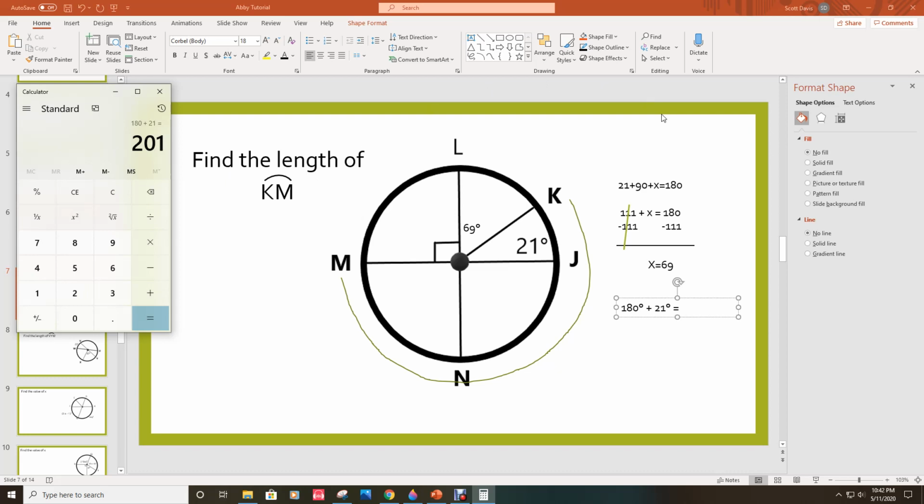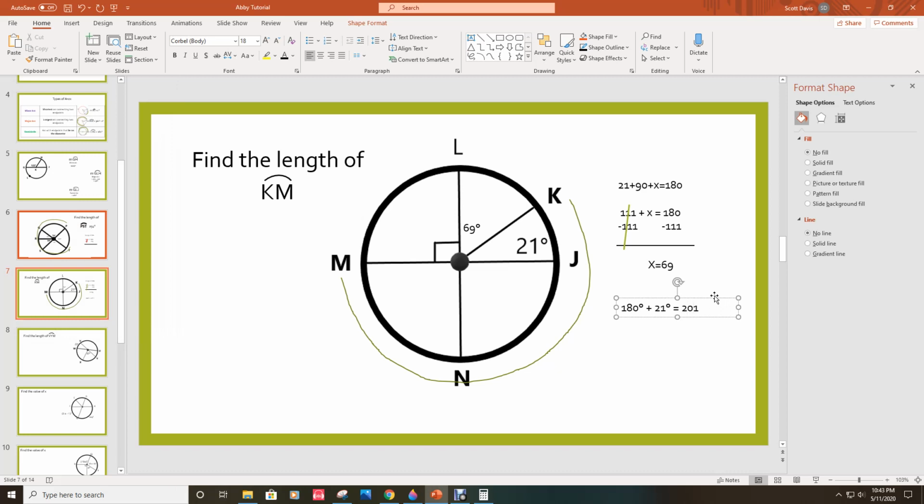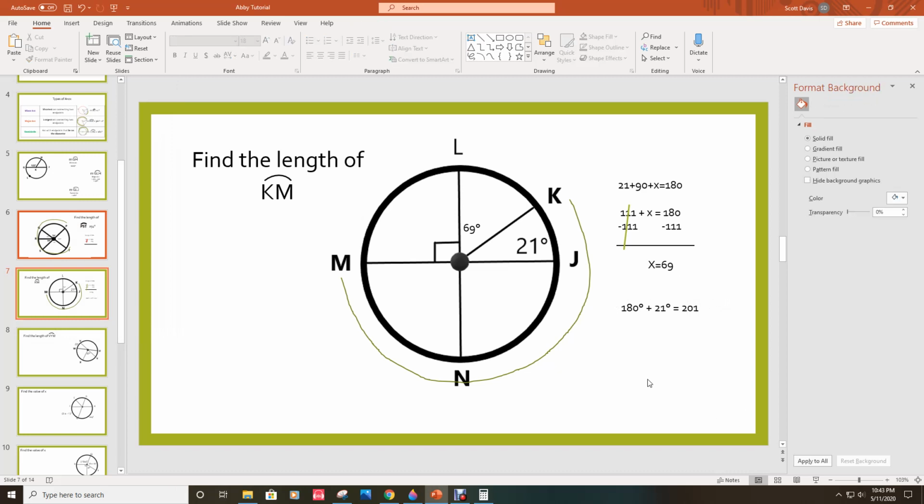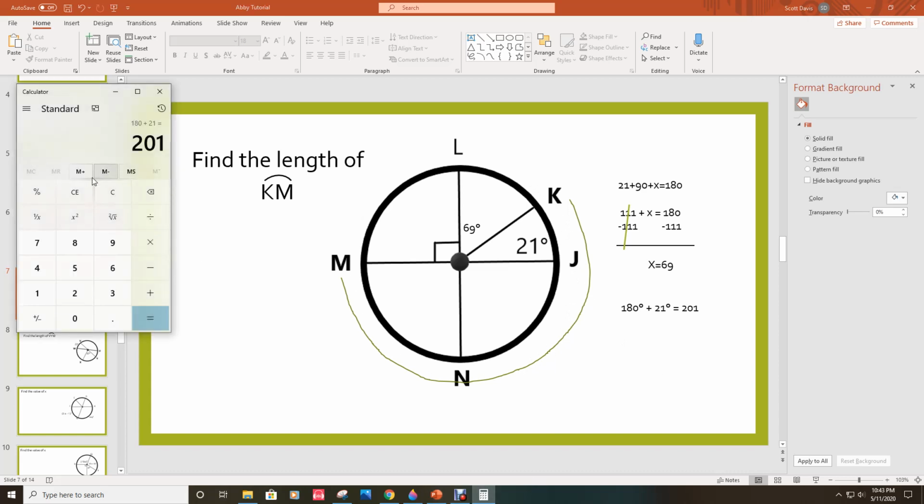Now, if we went that way, this right here should equal 201. Let's make sure that we're correct. So we have 201 plus 69 plus 90 equals 360 degrees.